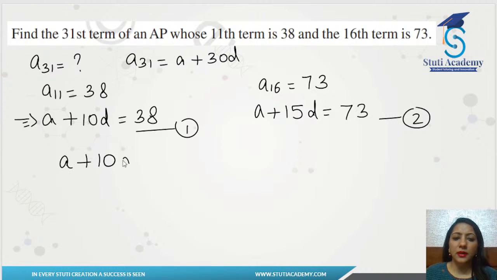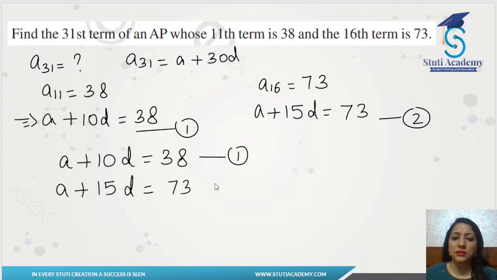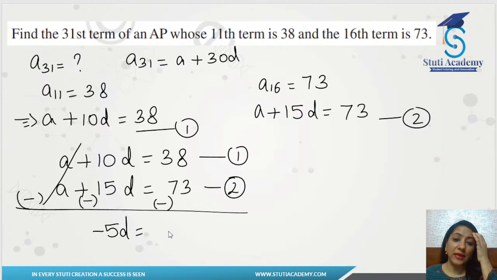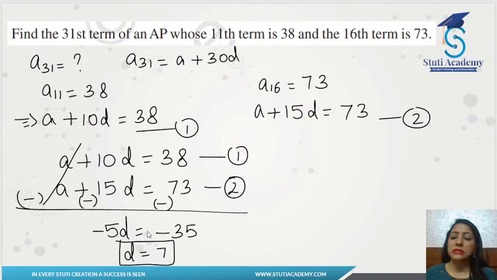I'm writing the first equation here, and below that, I'm copying the second equation as it is. Now I am going to subtract these two equations since I want to get rid of this A. A minus A will get cancelled. 10D minus 15D will give us minus 5D, and 38 minus 73 is going to give us minus 35. So D here is 7. That's the common difference here as 7.